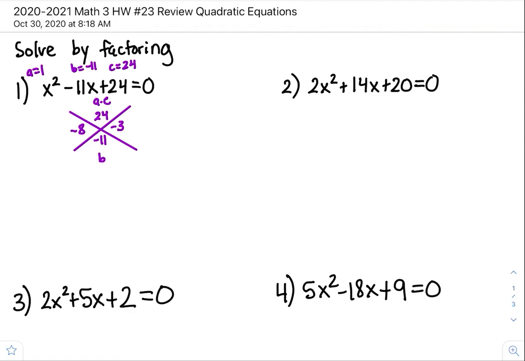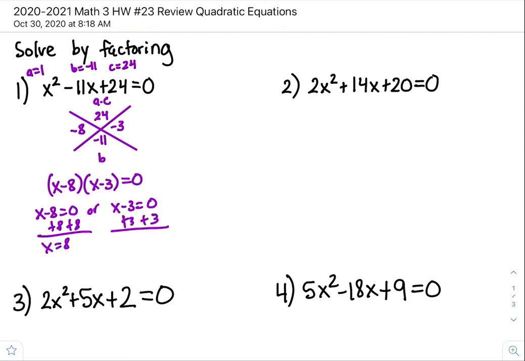Now, since a is equal to 1, we can just put these into its factors. So x minus 8, x minus 3 is equal to 0. Now, remember to solve your equation, you gotta set both of them equal to 0 using the zero product rule. So x is going to equal 8 and x is going to equal 3. As a result, your answers are 8 and 3.